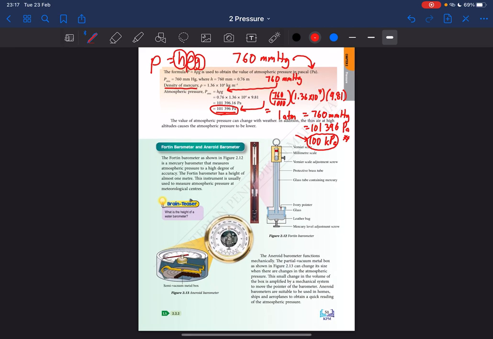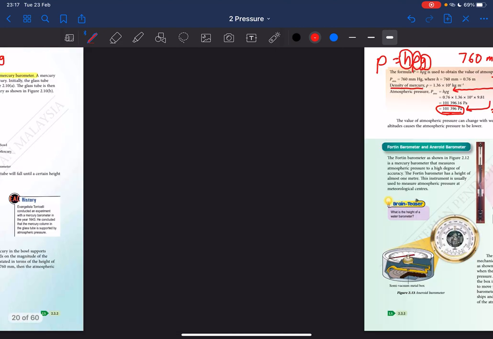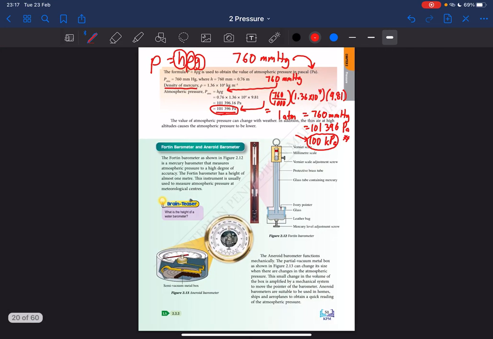Alright, so next, how do we measure the atmospheric pressure other than using the simple barometer that uses mercury? Actually, there are a lot of ways to measure the atmospheric pressure. Two of the devices being used. The first one is the Fortin barometer.